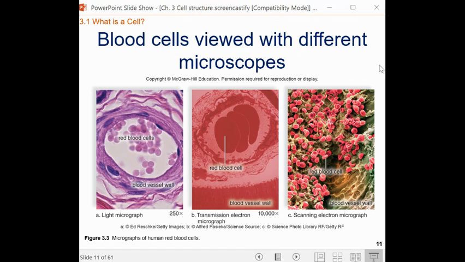Here you can see a comparison of looking at red blood cells in these 3 different models. Here is just a regular compound microscope. We've magnified about 250 times normal size. We can see those red blood cells. Here's a transmission electron micrograph. Again, it's a two-dimensional image. It's about 10,000 times normal size, so you can really start seeing some things here. But the scanning electron microscope is the one that really gives those beautiful three-dimensional structures, and we could get much closer than even this.